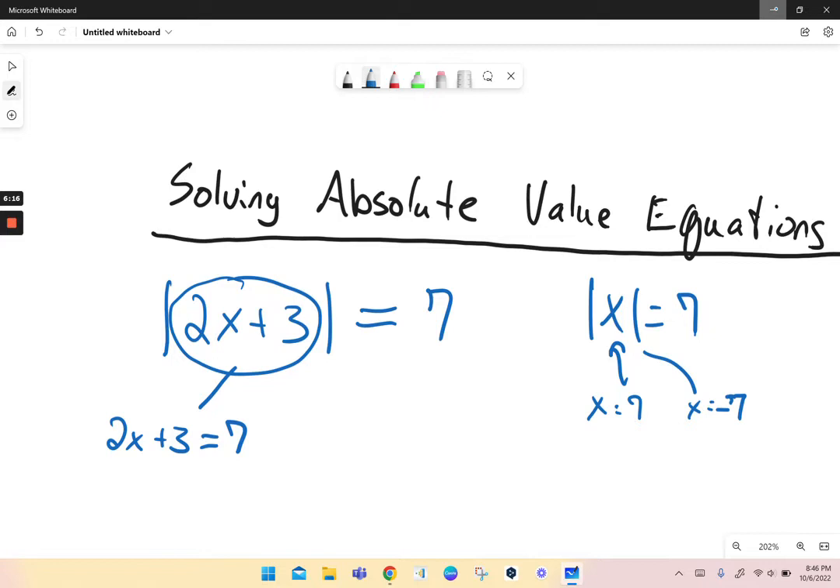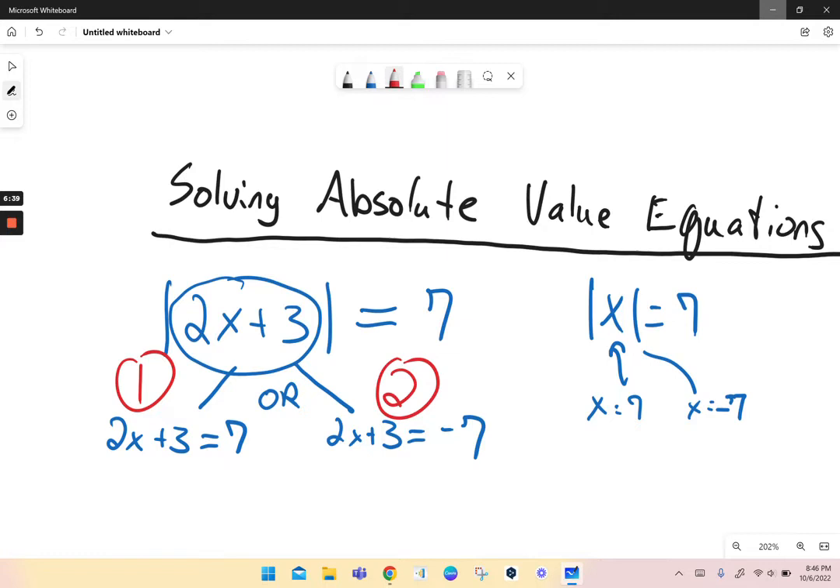Or 2x plus 3 could equal negative 7. Okay? And these are two separate equations that we're going to need to solve. We've got equation number 1 and equation number 2, and they will give us two different answers. So let's go ahead and solve them. It's pretty easy linear stuff.